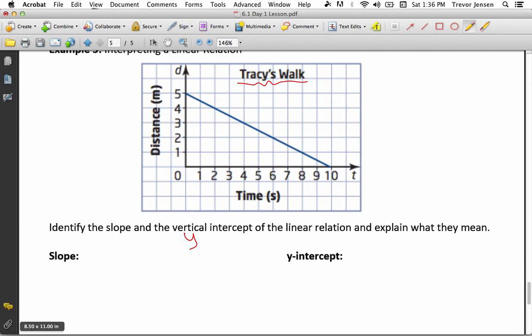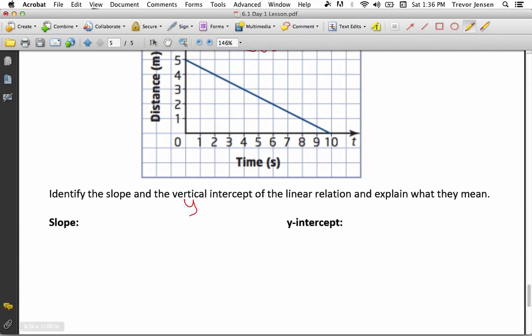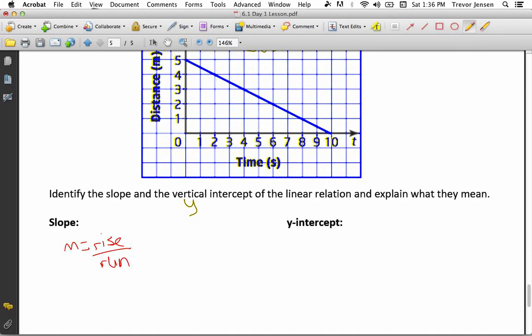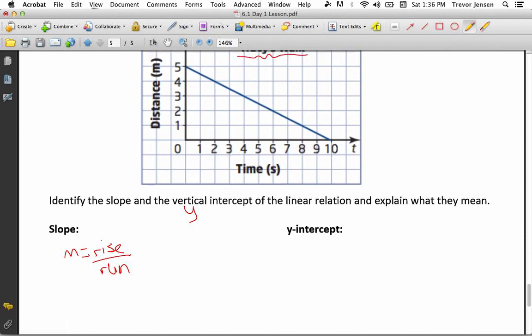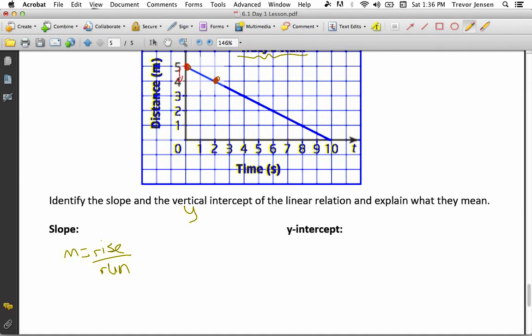So slope, when I'm given a graph, I think it's easiest to use rise over run, so let's do that. I know my slope is equal to rise over run. Rise is the vertical distance, change in y, run is the horizontal distance, change in x. All I have to do is pick 2 points. I'm going to pick this point right here, this point right here, and I'm going to calculate my rise and my run. To get from my first point to my second point, I have to go down 1 unit.